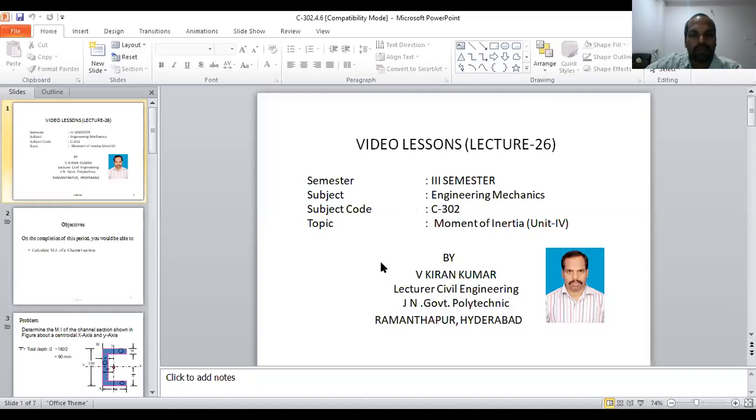What we have learned in the previous class is how to calculate the moment of inertia of I sections, symmetrical I sections, unsymmetrical I sections, as well as a T section. So we have learned how to calculate the moment of inertia for these sections.